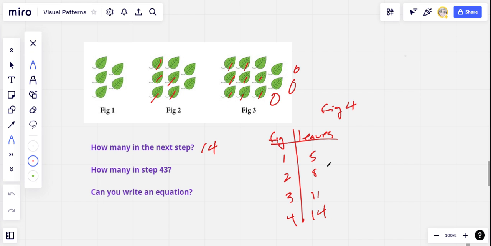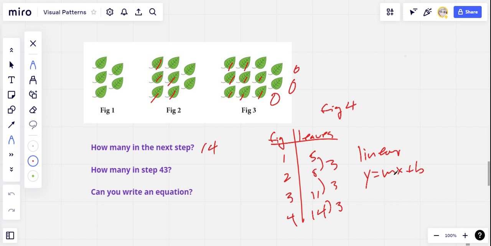So let's go ahead and look at the difference between each step. 8 minus 5 is 3. 11 minus 8 is 3. And 14 minus 11 is 3. Aha, so we're getting a constant in our differences. That does mean it's a linear pattern. So our intuition about that was correct. And we can use the equation for a line to model that.